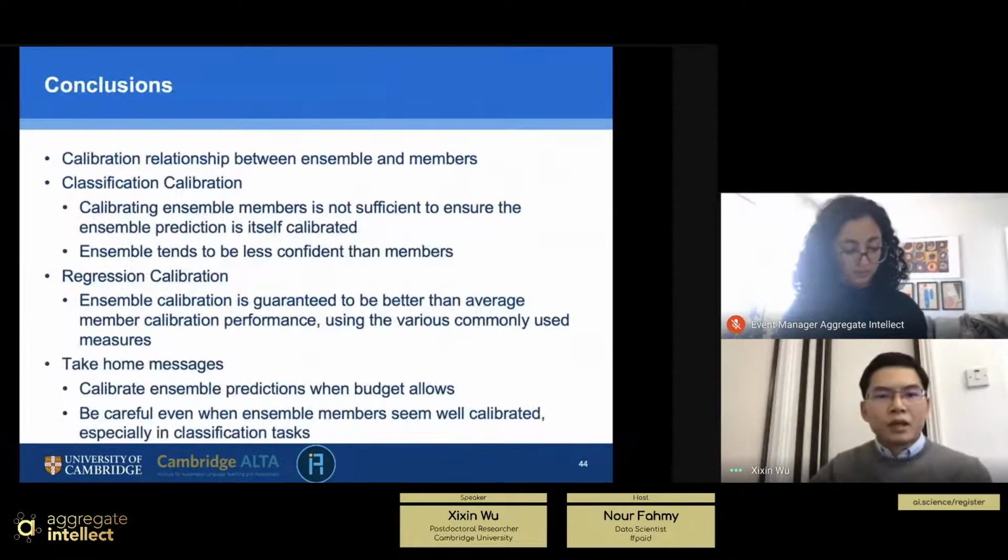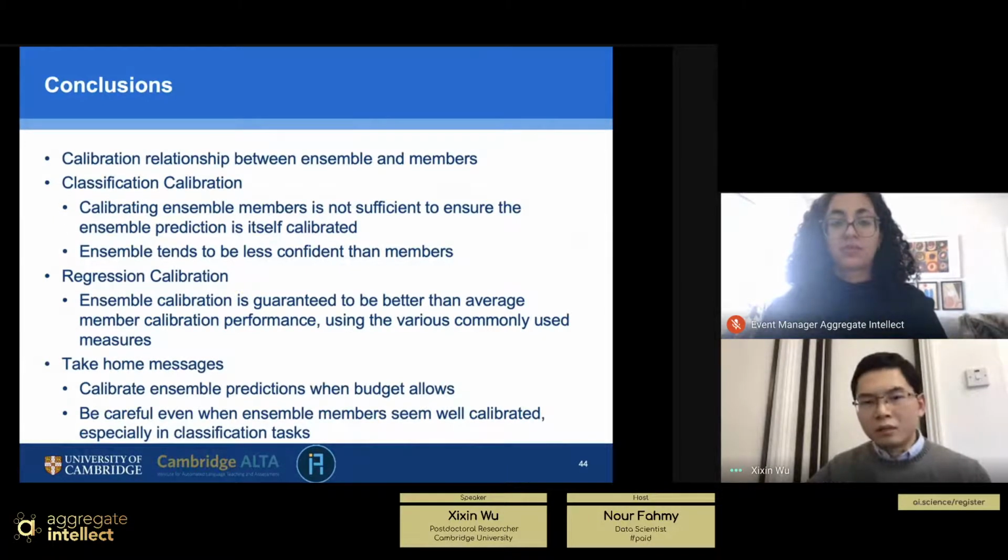So far we talked about the calibration relationship between the ensemble and the members. For classification calibration, we find that calibrating the members is not sufficient to ensure the ensemble prediction is itself calibrated. Also, we found that the ensemble prediction tends to be less confident than the members, and if the members are well calibrated, combining them together will yield an ensemble with less confident predicted top labels. And for regression calibration, we can find that with the various commonly used measures, the ensemble calibration is always guaranteed to be better than the average member.